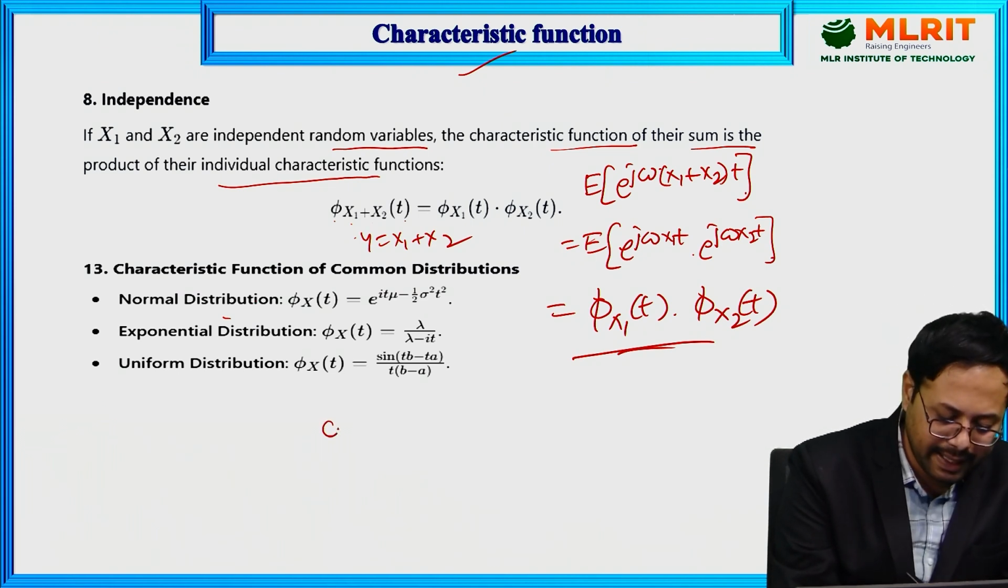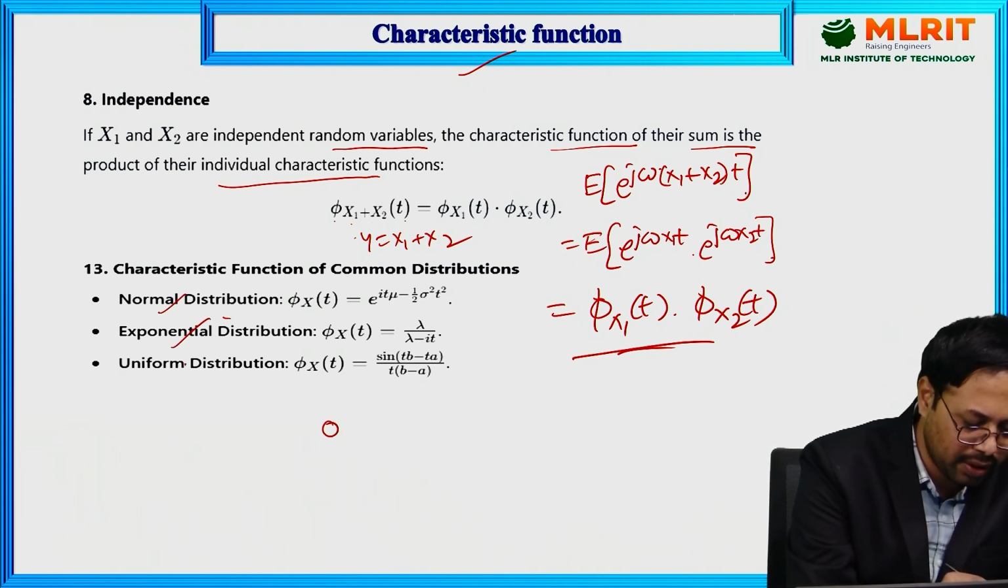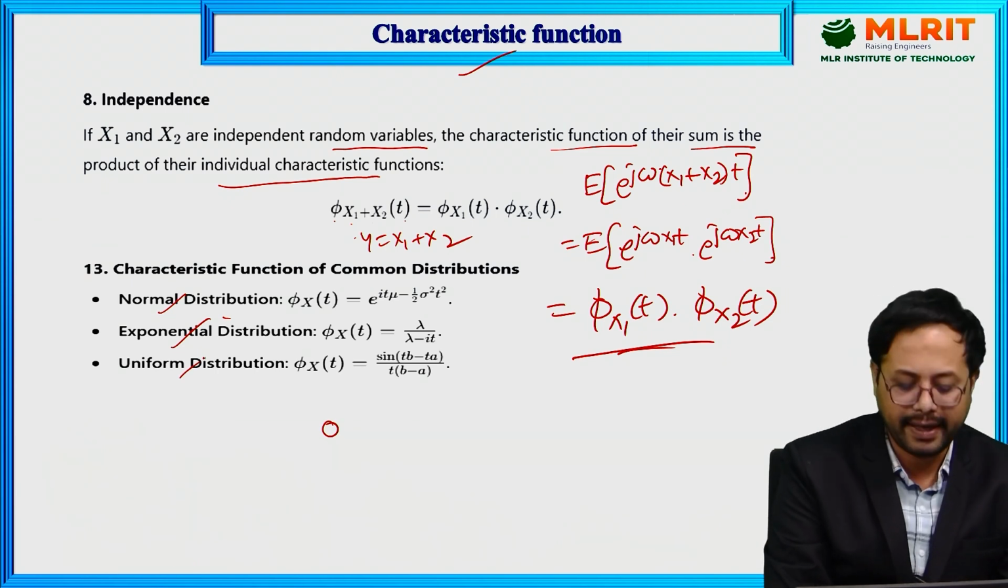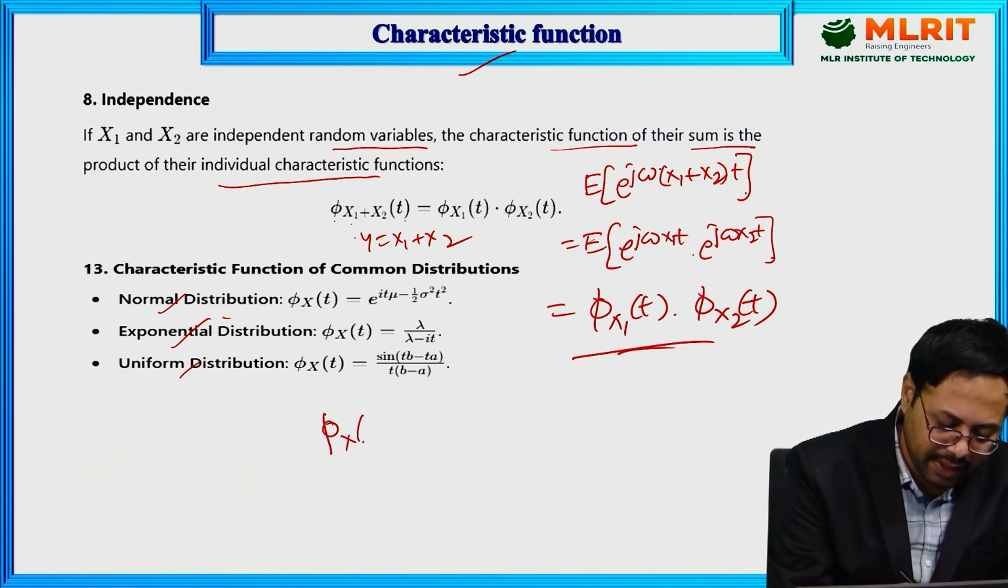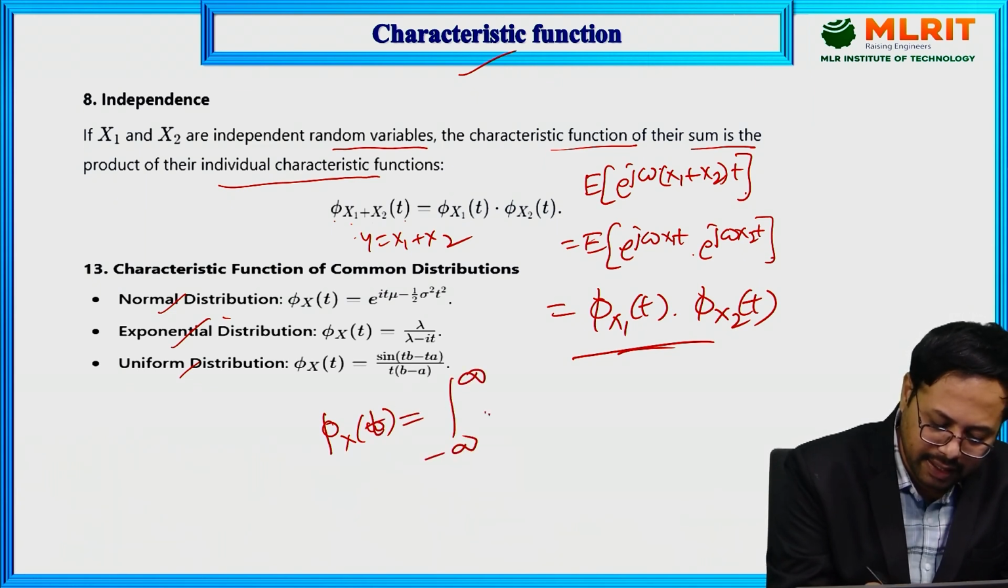Okay, how to calculate that? Normal, exponential, uniform, all are continuous random variables. Then what is the definition? Phi x of omega or phi x of t. Here, phi x of t equals the integral from minus infinity to infinity of e power j t x times f x of x dx.